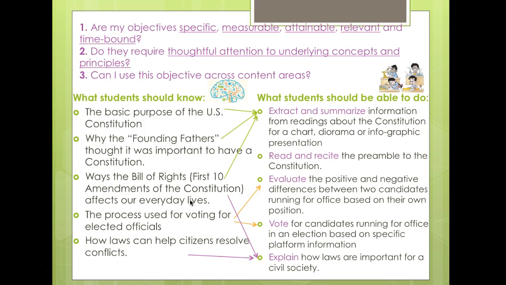Constitution. It's attainable. The students will be able to do this in a period of time. It's relevant to the content you're teaching, and it's time-bound if you organize it well into a reasonable amount of time. Read and recite the preamble of the Constitution also fits within these first three objectives.